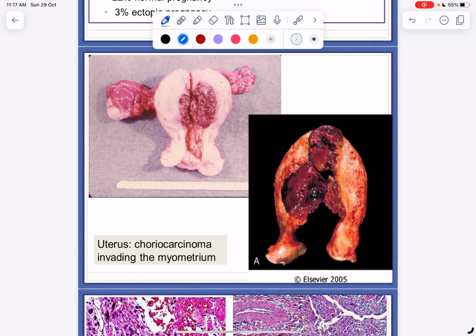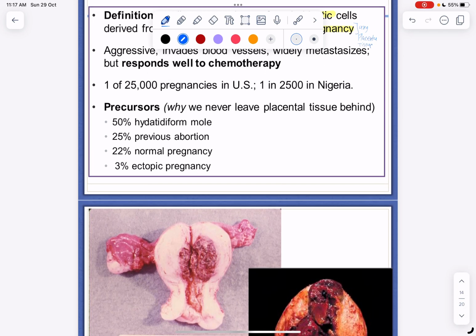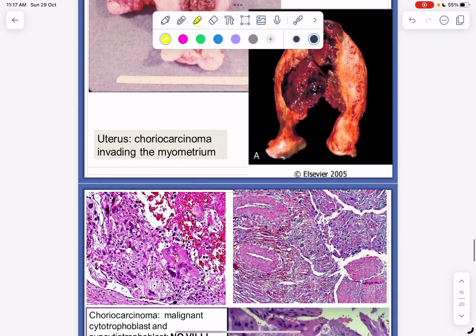Either this placenta was a hydatidiform mole, which occurred in 50% of the choriocarcinoma, 25% arise from previous abortion, 22% from normal pregnancy, 3% from ectopic pregnancy. Okay? So don't leave the remnant of the placenta inside the uterus. You have to evacuate all the remnant of the placenta. After delivery, every midwife must be sure that there is no remnant of the placenta to avoid this occurrence. It may occur or may not, but you have to evacuate all of the tissue, even in abortion.